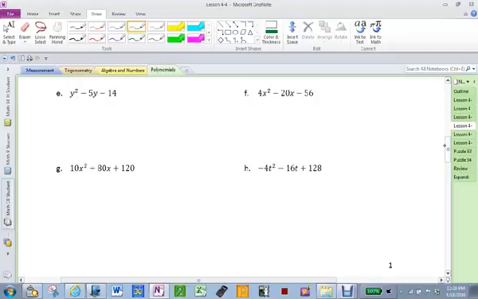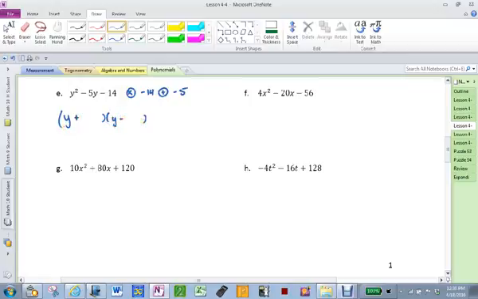It's just a different letter. So do we change the rules? Nope. What do I got to multiply to? Negative 14. What do I got to add to? Negative 5. Since that's negative, I know it's y plus and y minus, yeah? Yeah.